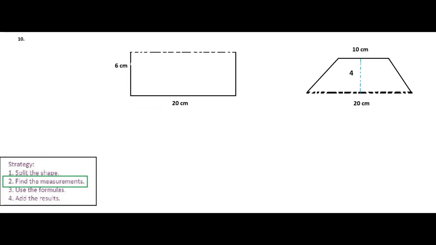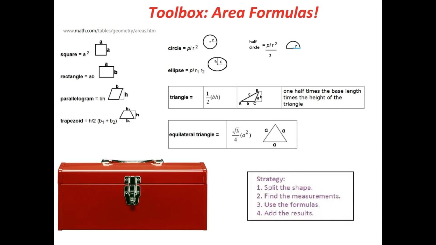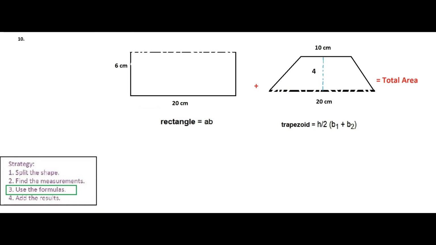We have our measurements. So now let's go to our toolbox. We need the area for the trapezoid and we need our area for rectangles. So let's go ahead and fill those in. The simple one is our rectangle. That's just 6 times 20. So it's A times B, length times width. 6 comes from here. That's our A. And our B, or our length, is 20, which comes from the bottom. 6 times 20 is 120.